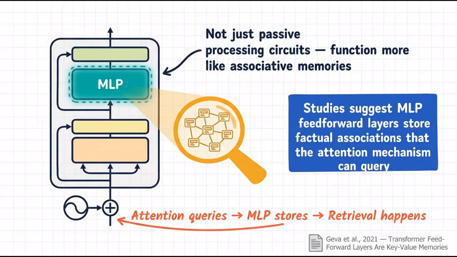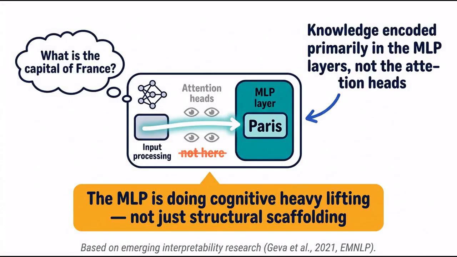Research into transformer internals has revealed something remarkable. The MLP feed-forward layers are not just passive processing circuits. Studies suggest they function more like associative memories, storing factual associations that the attention mechanism can query. When a language model retrieves that the capital of France is Paris, that knowledge appears to be encoded primarily in the MLP layers, not the attention heads. The MLP, buried inside the most powerful AI systems ever built, is not just structural scaffolding. It is doing cognitive heavy lifting.